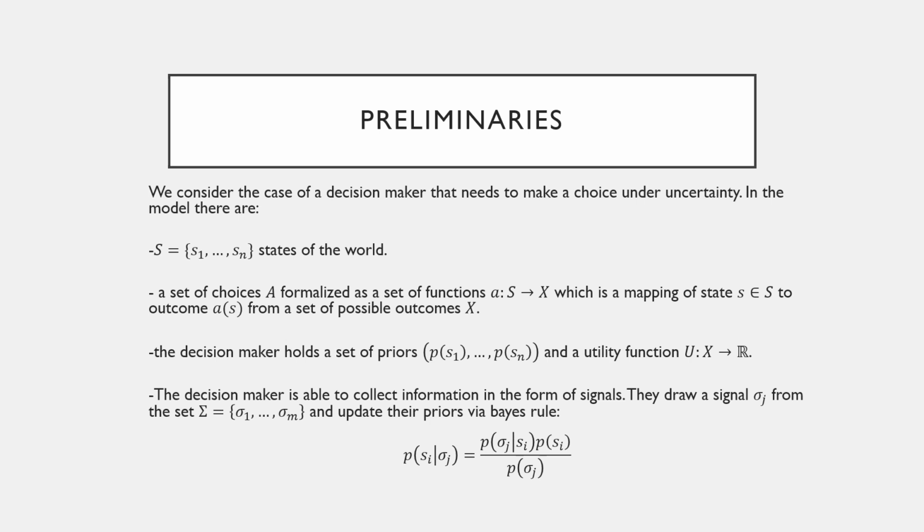Our decision maker is going to hold a set of priors about what states of the world can be occurring. We can also say here that our decision maker is able to collect information in the form of signals. So they're going to draw information about, say, the cost effectiveness of a technology. Say they're given some study, and they're going to update their beliefs via Bayes' rule.